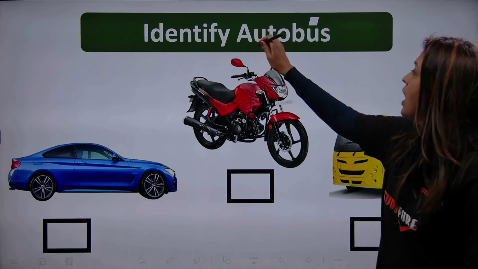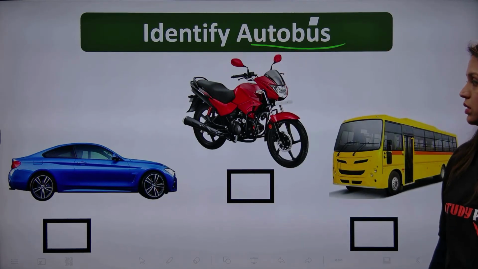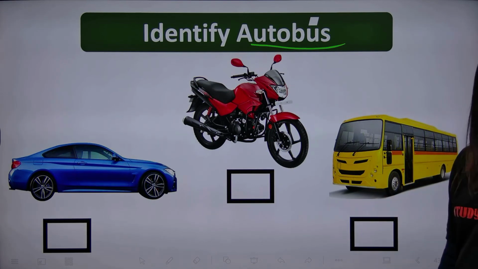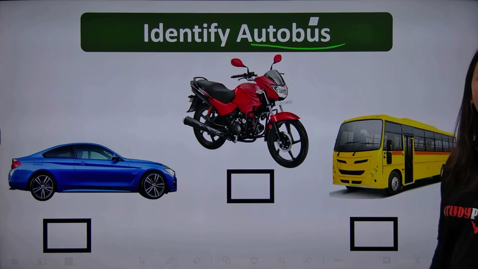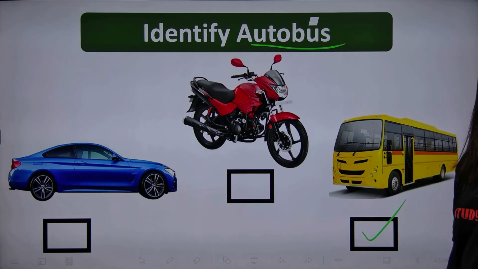How about an autobus now? Can you all figure out which one is autobus? That's quite simple, right? This bright yellow bus behind me is the autobus. That's correct. Autobus.